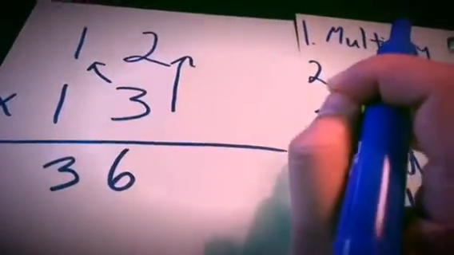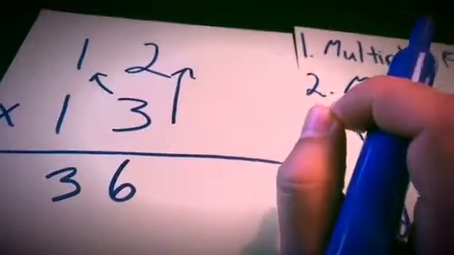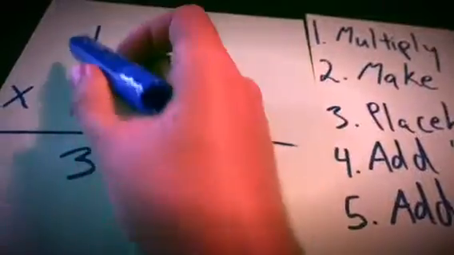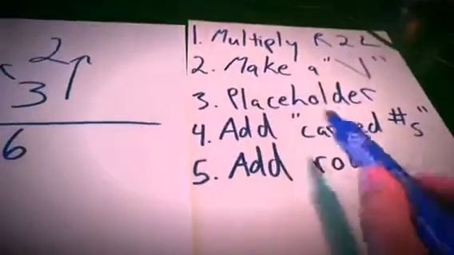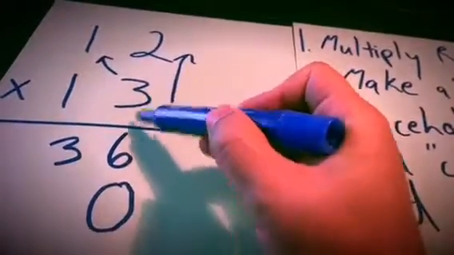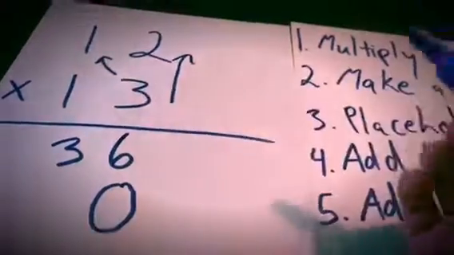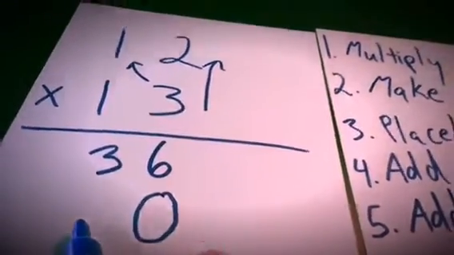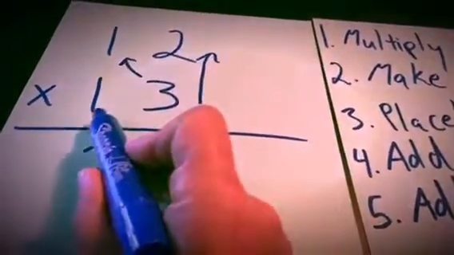Okay, now we stop here. Now we still have to multiply this 1 times 2 and 1 times 1. However, we need to put what's called a placeholder. A placeholder, we put a 0, and essentially it says, okay, I am done with this row. I've done this 3, so I'm going to put a 0 here. It's simply a placeholder. Now we move all the way over, and we're on our 1 here.